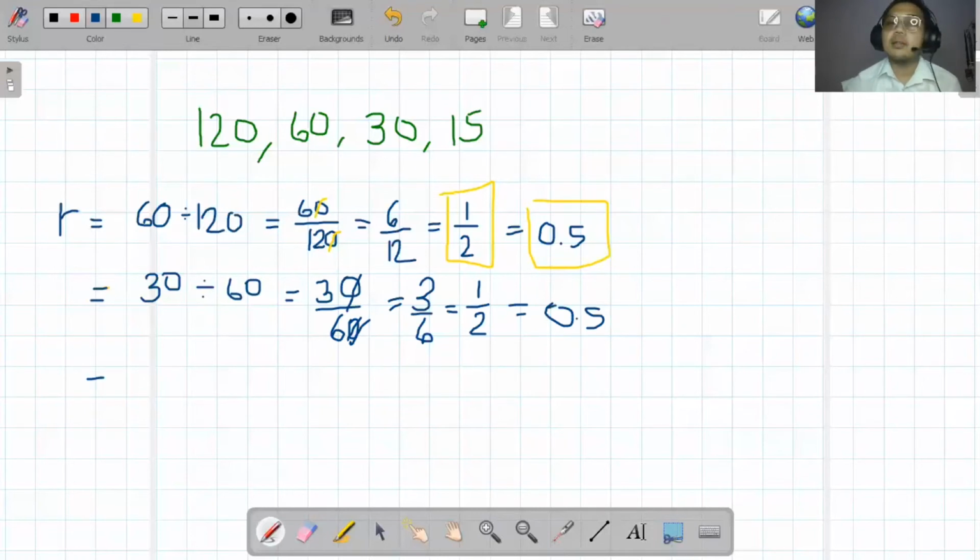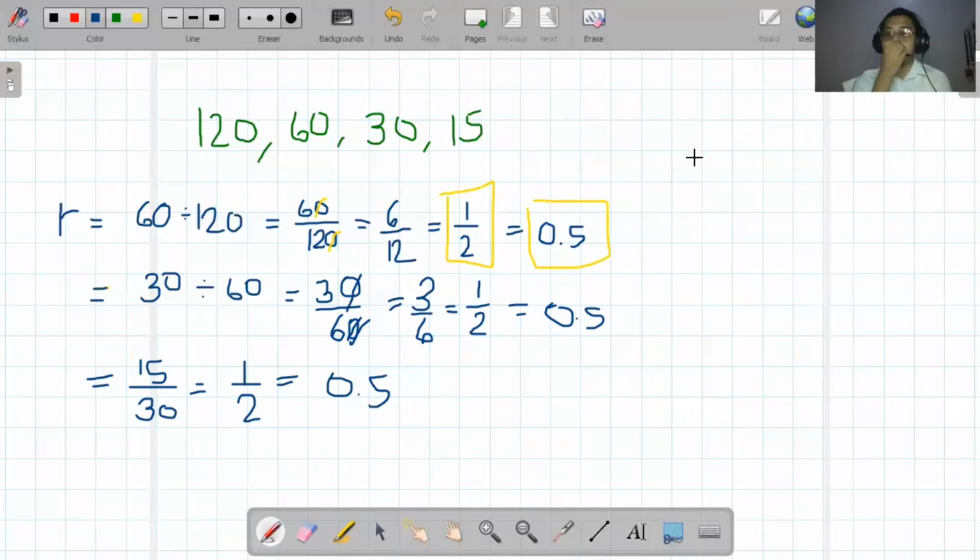Nya, ato sa kung ano ng fourth term divided by third. So fourth is 15, divided by our third term, which is 30. And then reduce na punta, 15 over 30. Ang 15, katunga man sa 30. So 15 divided by 15 is 1, 30 divided by 15 is 2. So therefore, our answer is 1/2 or 0.5. So as you can see, our common ratio is 0.5.